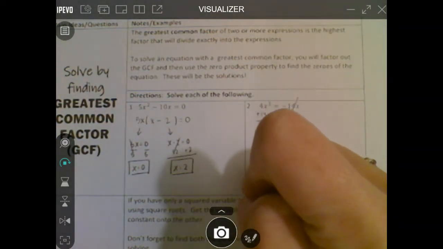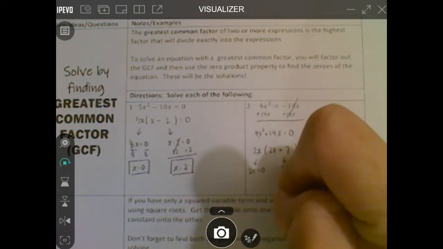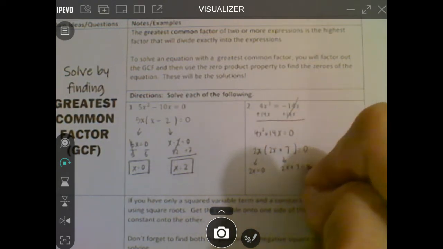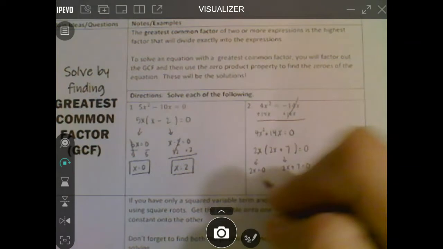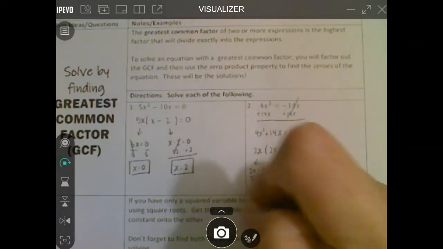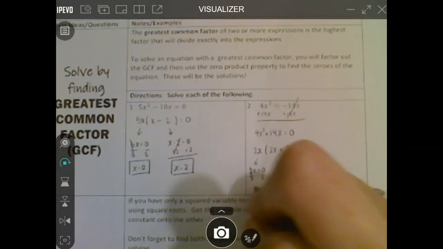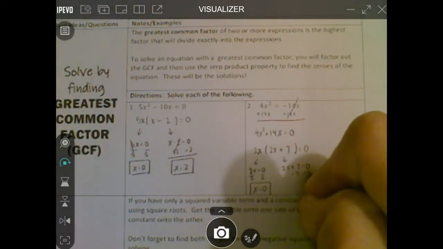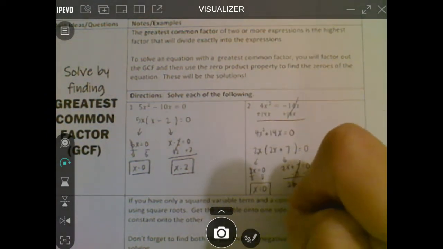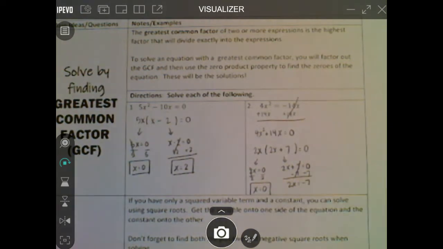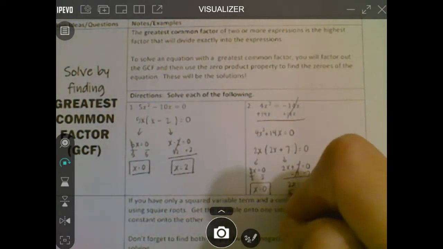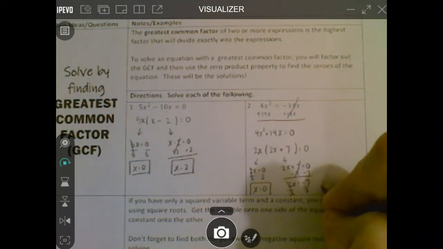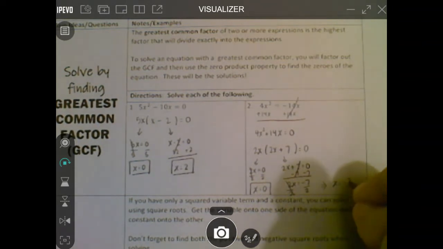And now that I've got my two factors, I can go ahead and use my zero product property to set them each equal to 0. So again, on this side I'm just going to divide each side by 2. This is going to give me an x value of 0. This one I have to do in a couple steps. First, I'm going to subtract 7. So I'm going to get 2x equals negative 7, and then divide each side by 2. So my x value ends up being negative 7 over 2.